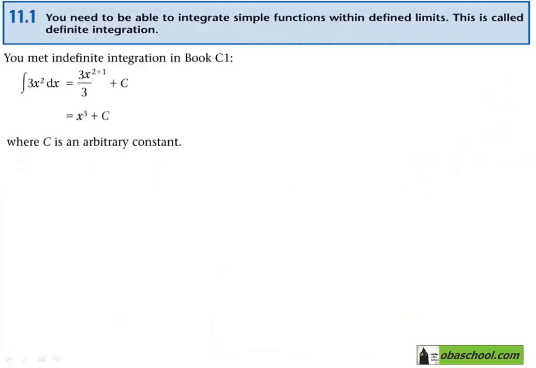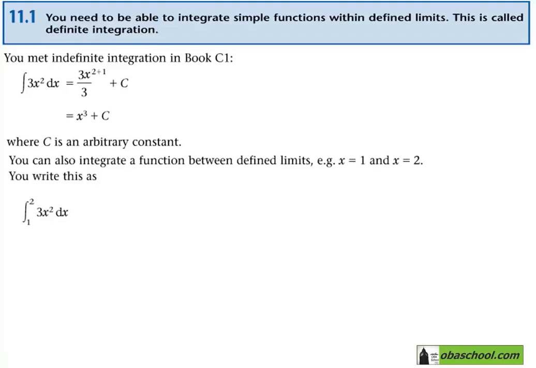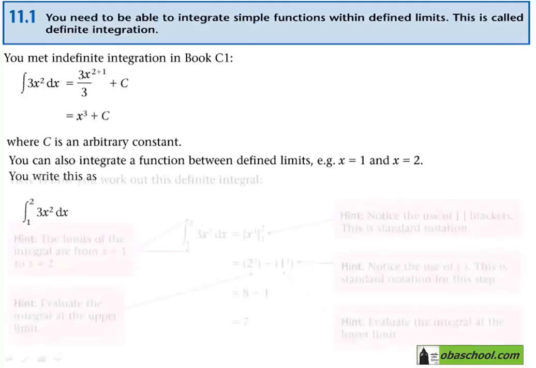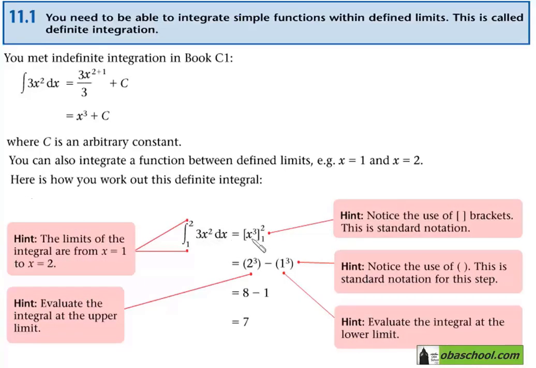Now what is different is that we will work with definite integration. That means you will no longer get the elongated s alone. You will also know from which value the x starts and where it ends. So you can also integrate a function between defined limits, for example x equals 1 and x equals 2. You write it as the normal integration. You simply add the limits on the elongated s. So you solve by doing the normal integration.